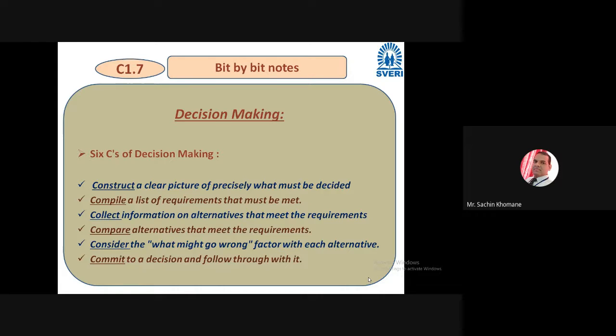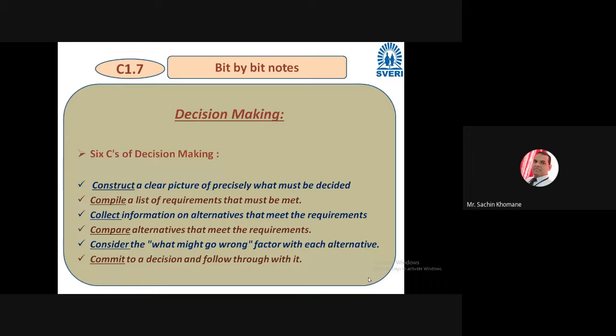So these C's are very important while making decisions. Generally, people follow construct, compile, collect, compare, consider, and commit. Right. So these six C's are very much essential while making a decision. Okay. So I hope I have given the guidelines to make decisions in an organization. For that purpose, these six C's will be very helpful for you people. Okay. Anything you want to ask related to these six C's?